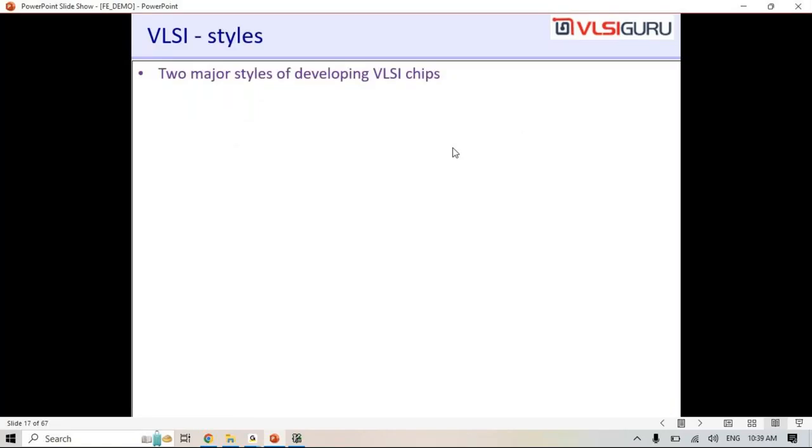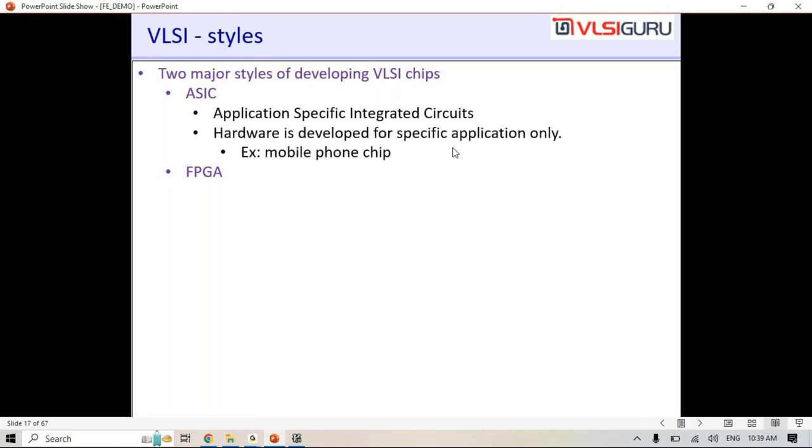How many styles are there in VLSI development process? Two. What are those two? ASIC. What does ASIC stands for? Application specific integrated circuits. It is a hardware developed for specific application only, like mobile phone chip. FPGA stands for field programmable gate array.